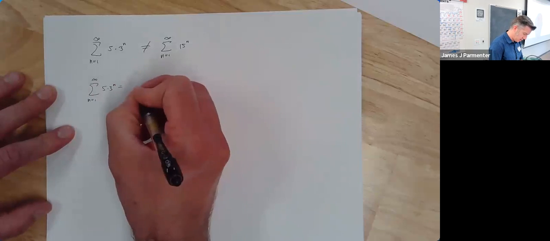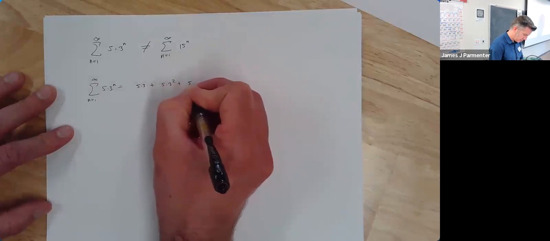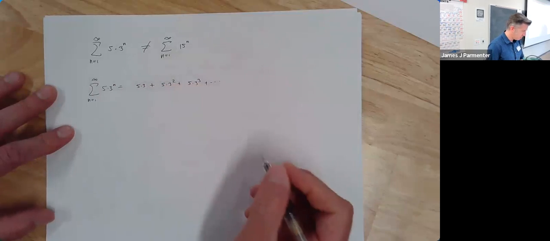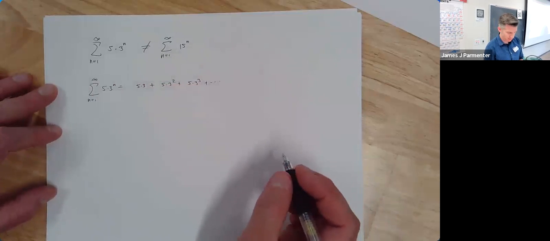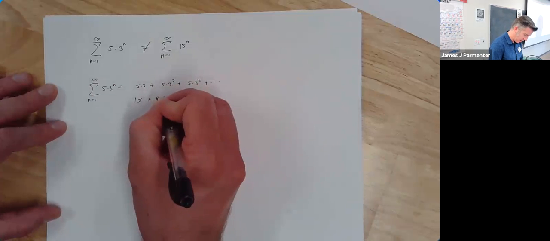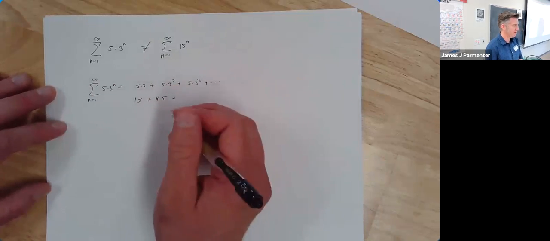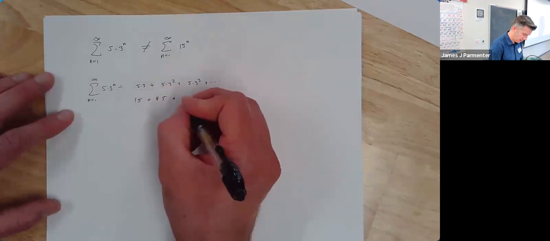I get 5 times 3, and then 5 times 3 squared, and 5 times 3 cubed, and so on and so on. I could actually write the numbers if I really wanted to. That's 15 plus 5 times 9 is 45, plus 5 times 27 is some number I don't care about anymore. It's 135.